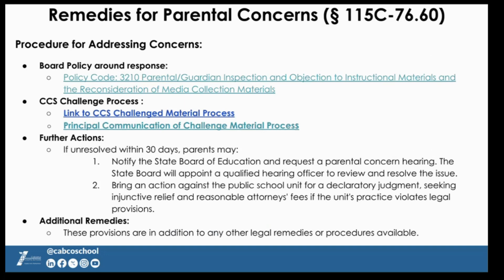Section 115C-76.60 of the Parents' Bill of Rights outlines procedures for parents to address concerns about the implementation of parental rights within schools. It allows parents to raise issues directly with school administrators and, if not satisfactorily resolved, to escalate concerns to the local school board. This section emphasizes a structured process for parental input, ensuring transparency and accountability in addressing complaints related to their child's education and well-being. Please take a moment to review this slide before proceeding.